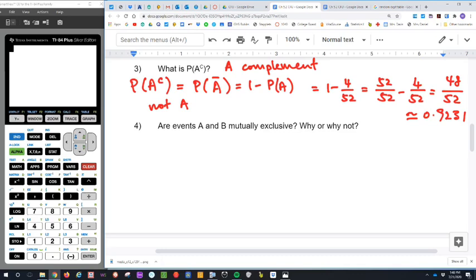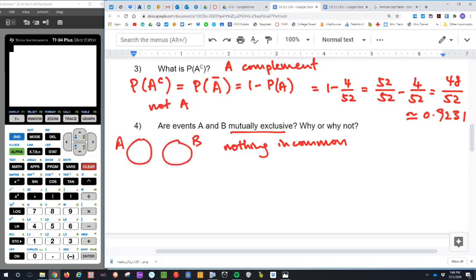Okay, part 4, are events A and B mutually exclusive? Why or why not? So we need to understand what mutually exclusive means. Mutually exclusive means that they have nothing in common, right? Do events A and B have nothing in common? Graphically, how would it look when event A and B have nothing in common?